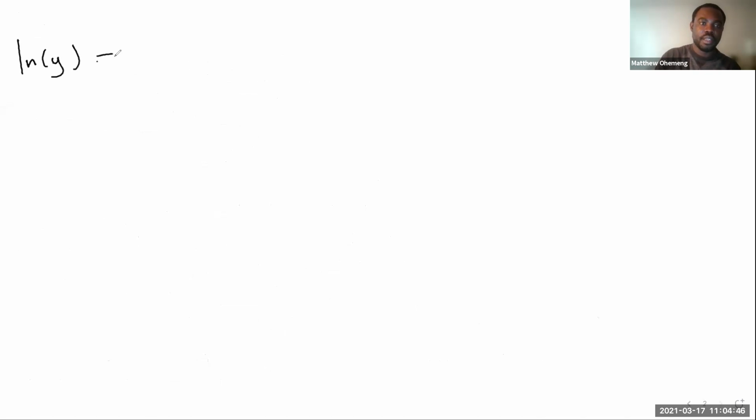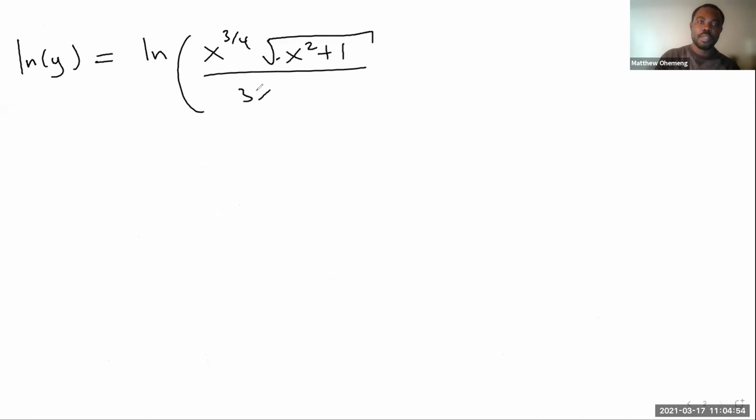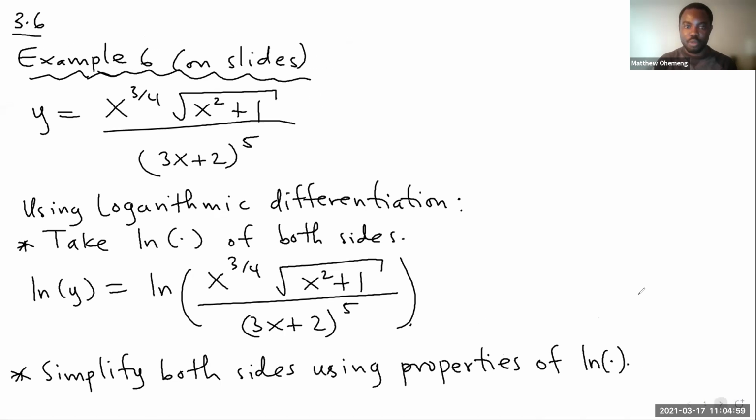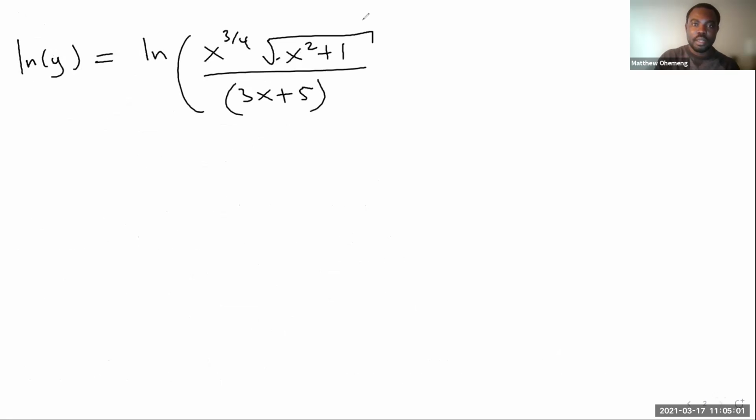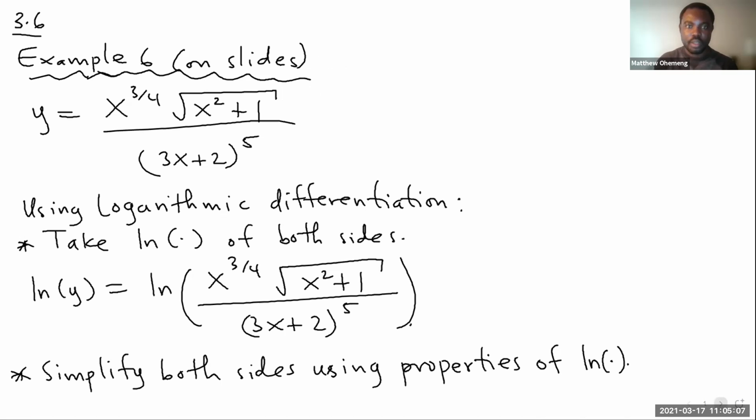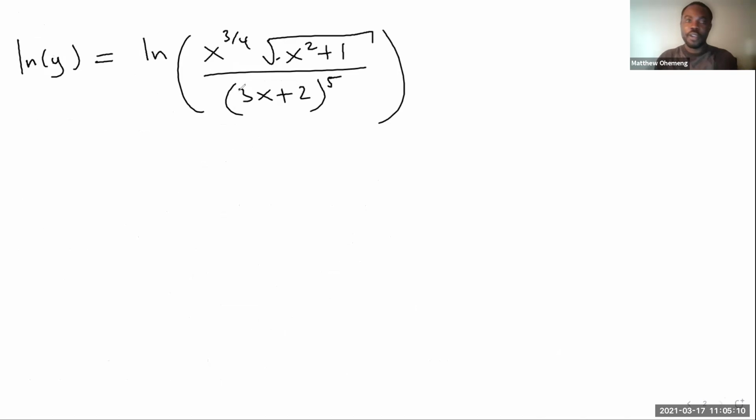You have ln of y equal to ln of s to the 3/4, then the square root of s squared plus 1, and then the denominator is 3x plus 2, all to the fifth power. Let me check. Okay, so I missed this, the plus 2 to the fifth power. I hope I got the other parts right. Let me see, 3x squared. Okay, yeah, it looks correct. So from this part, recall that when you have ln of x over y, right?